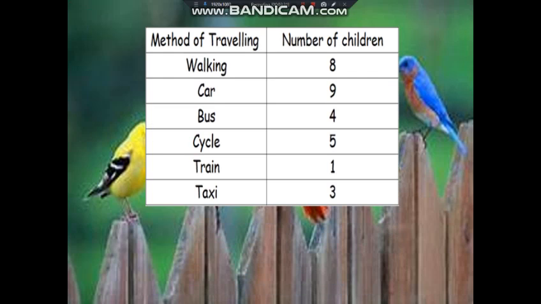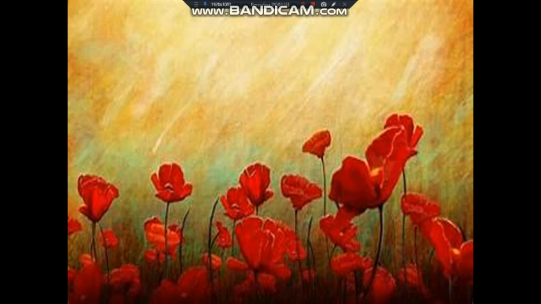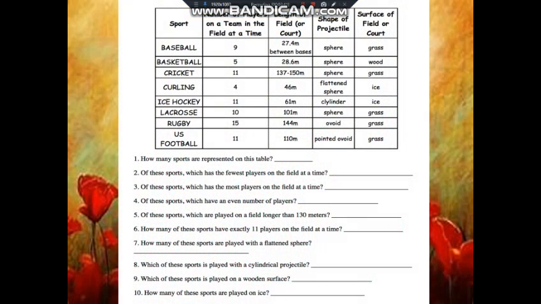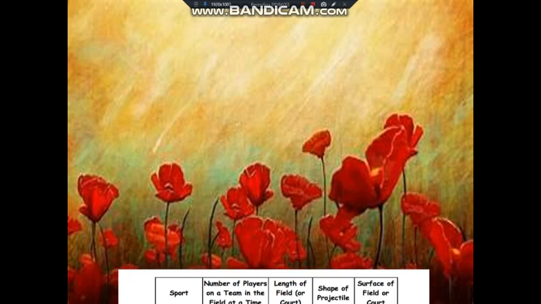Because maximum students, that is 9 students, are using car for their mode of traveling. In this way, you have to observe the table carefully and answer the question asked. Again, I have taken one example in which I have collected the data for sports, number of players, length of field, shape of projectile, surface of field. Here, we'll just use 2 or 3 columns. The first question is, how many sports are represented on this table? How many sports are there? 1, 2, 3, 4, 5, 6, 7, 8. So your answer will be 8.